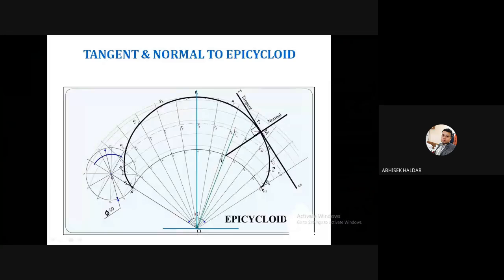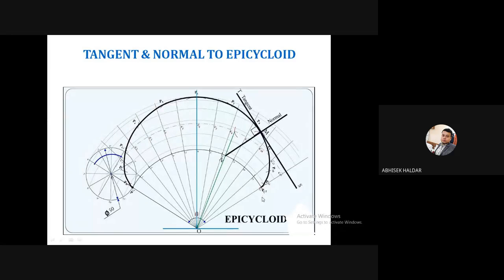Here I am not having any animation, just try to understand. I have the figure only. So this is the epicycloid you have got. Now at any point on this curve, say this M is the point, I have to draw the tangent and normal to this epicycloid.